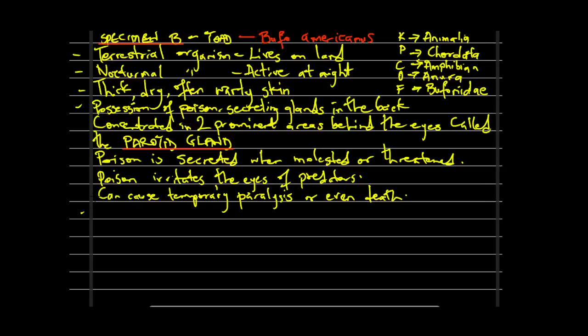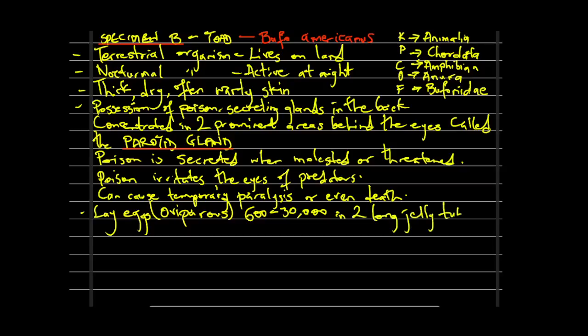Yes, toads lay eggs. So they are referred to as oviparous. They are oviparous organisms. So they lay eggs, and they lay as much as 600 to as high as 30,000 eggs every time they lay their eggs, depending on the species of the toad. And they lay them in two long jelly tubes. That is how they lay their eggs.